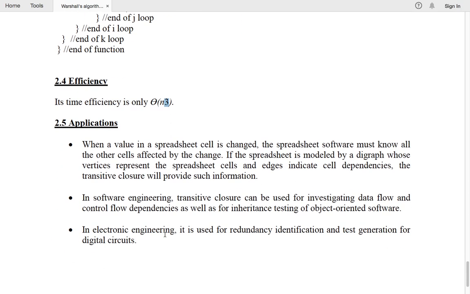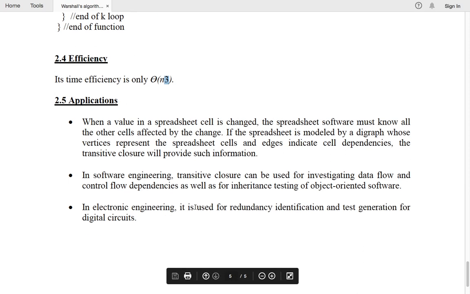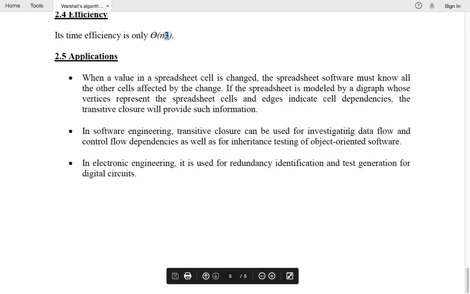So there are various applications of Warshall's algorithm. In an Excel spreadsheet, whenever you change some formulas, the dependencies can be modeled with a digraph, and that can be modeled using transitive closure. In software engineering, it is used for investigating data flow and control dependencies. When you study software testing, you will understand this data flow and control dependencies. In electronic engineering, redundancy identification and test generation for digital circuits is another application of Warshall's algorithm.